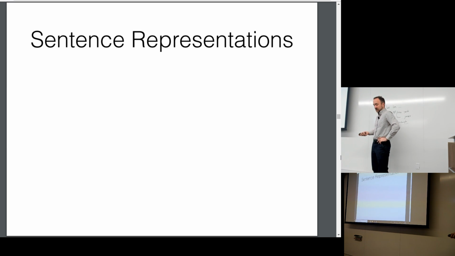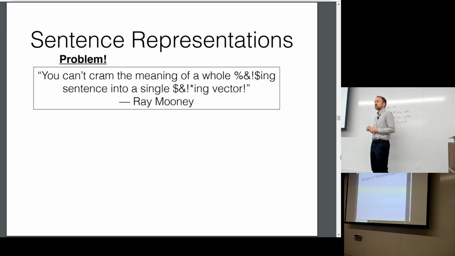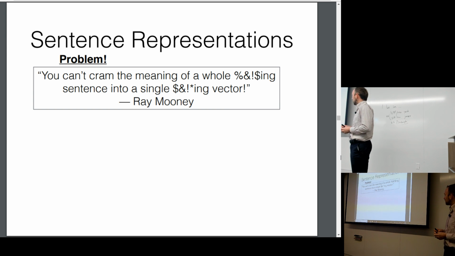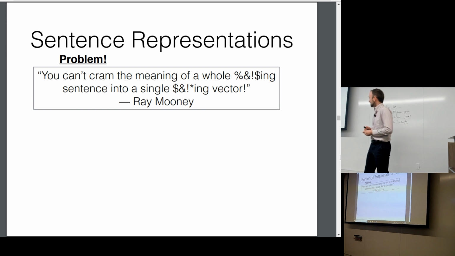Before going into that, I'm going to talk about a couple different ways you could represent a sentence or a sequence. There's a famous quote by Ray Mooney, who's a person who worked in semantics, that says, you can't cram the meaning of a whole bleeping sentence into a single bleeping vector. He said this at one of the first workshops on representation learning for NLP in 2014 when the encoder-decoder models had just come out and everybody was really excited about them.